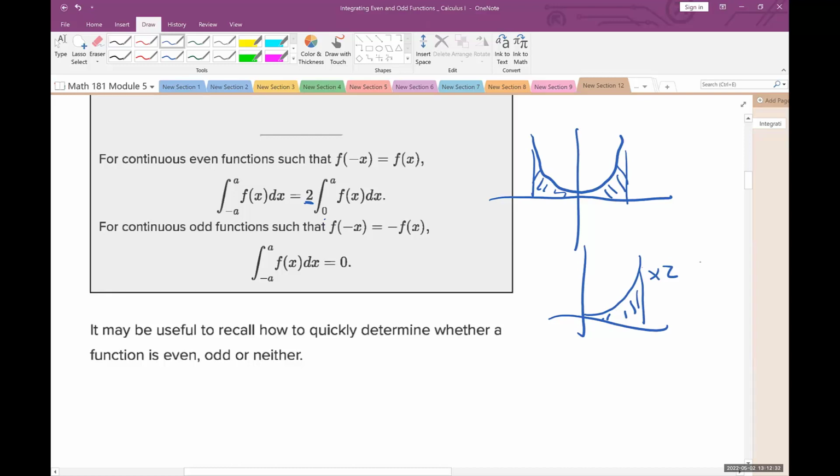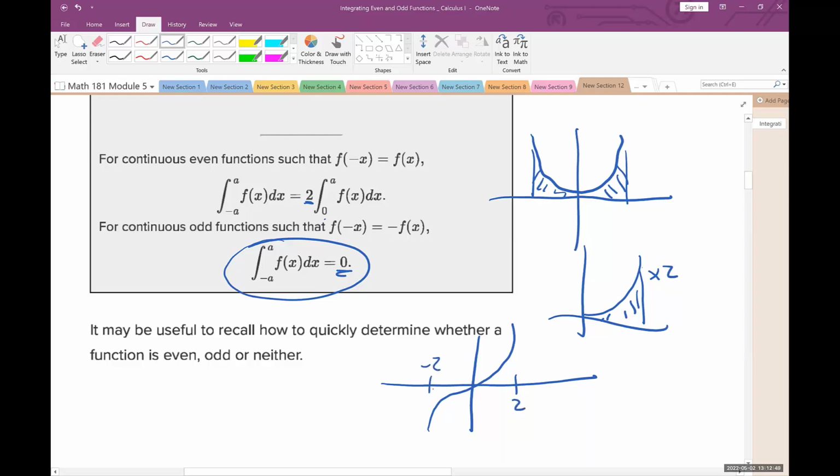That's what it's saying. And in the second case, f of negative x equals negative f of x is an odd function. So integrating an odd function from negative a to a is 0, because the net change is 0. Let's say you have something like this, here's your 2, here's your negative 2. You get area under the curve, area above the curve, and they cancel out because it's got that point symmetry. So that's an odd function versus the even function.